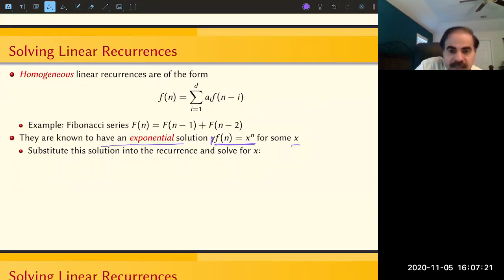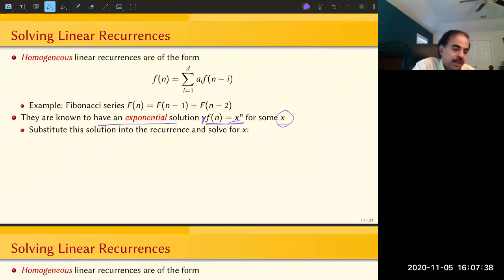We don't know what the x is, so that is the part that we have to figure out. Given a particular recurrence, we need to find out the value of x. But we know already that a solution of this form will work. And so how do we find x? We're just going to substitute into the equation.